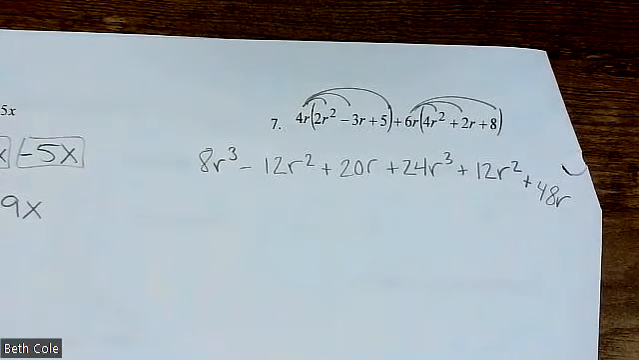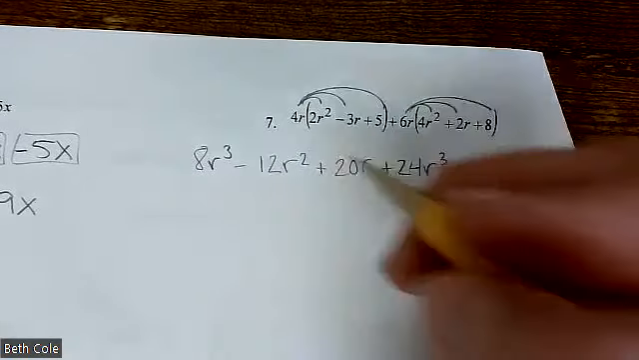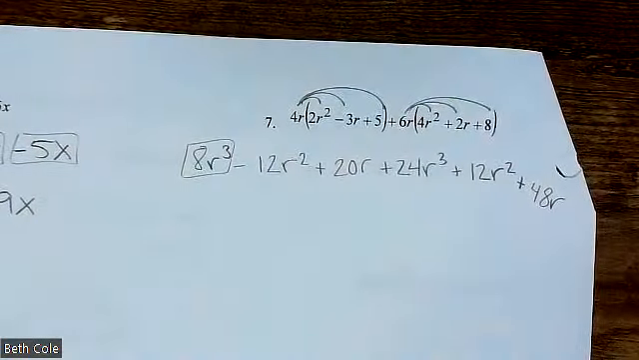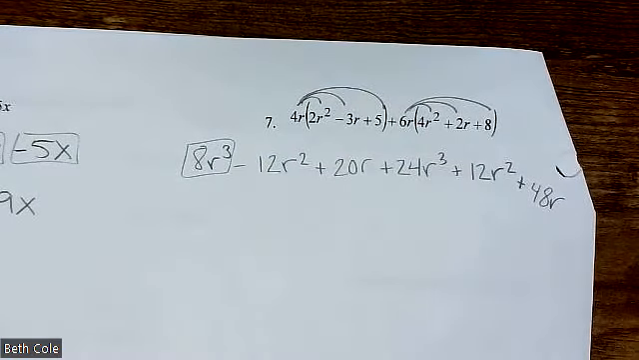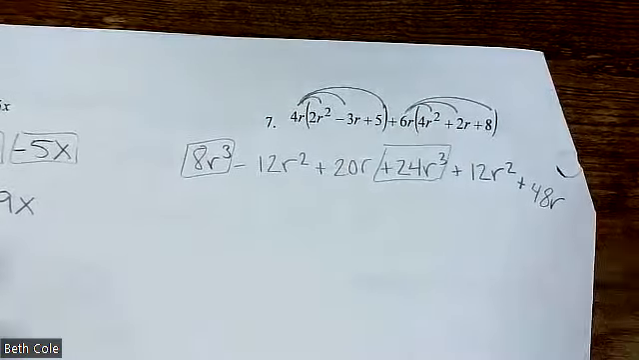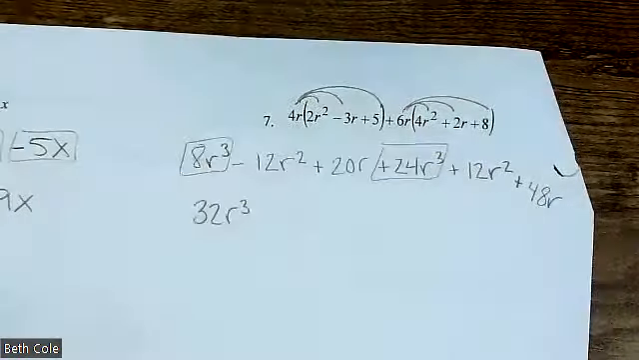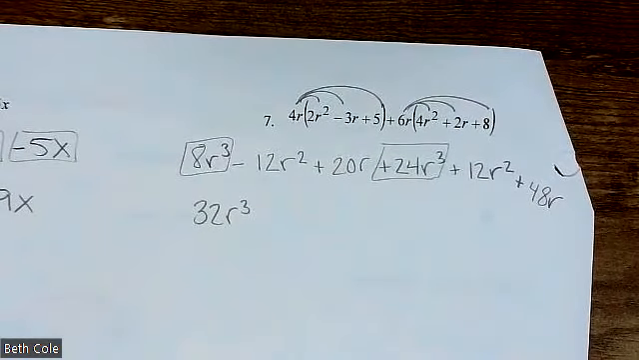Then your next step is you put the like terms together, exactly like you did on your quiz. And you all did well on the quiz, so just do it again. 8r cubed is gonna go with, which one, 24r cubed? 32r cubed. When you add them together, it doesn't change, it's just like terms. It's like if you have 8 apples plus 24 apples, you have 32 apples. They didn't change to oranges. You're just adding them together.